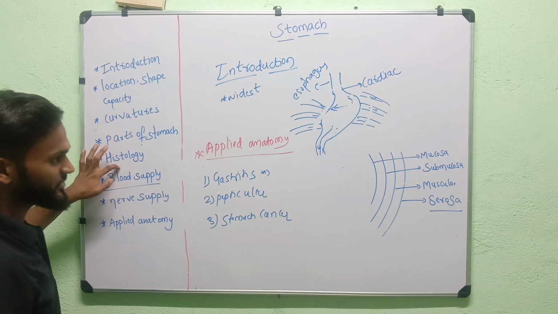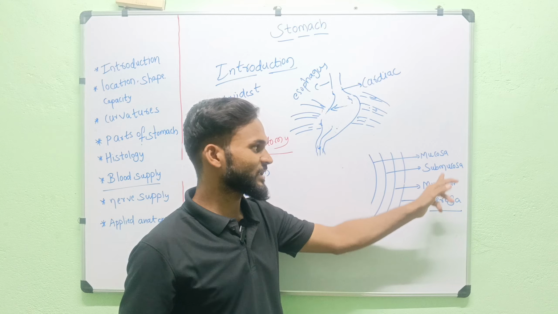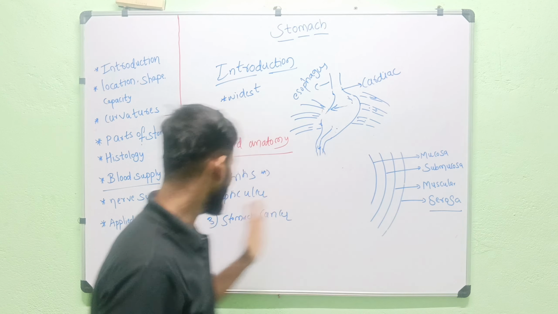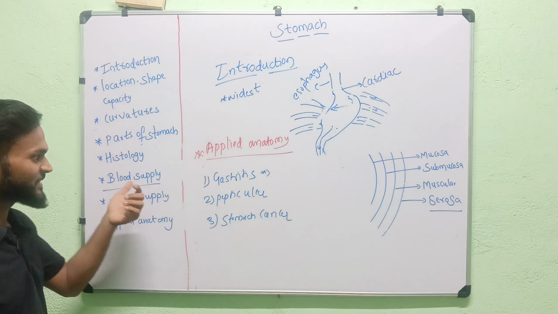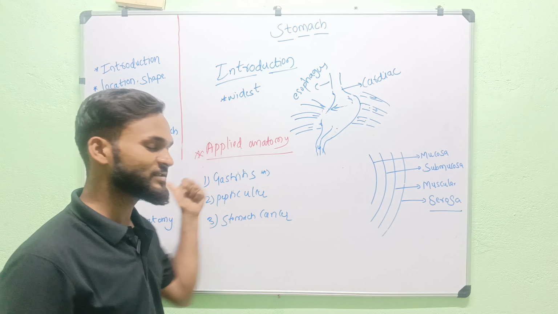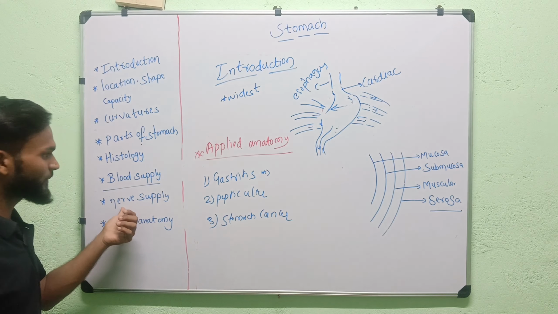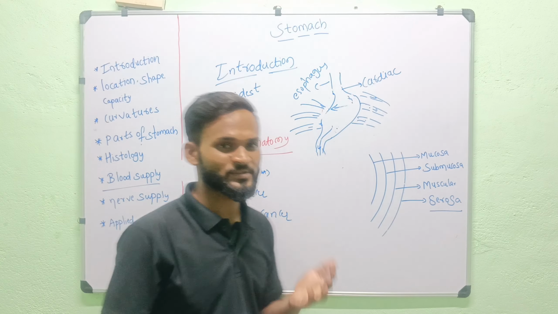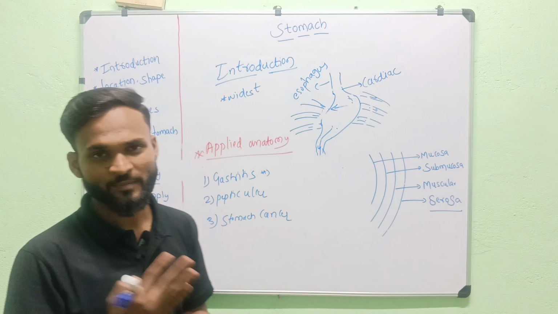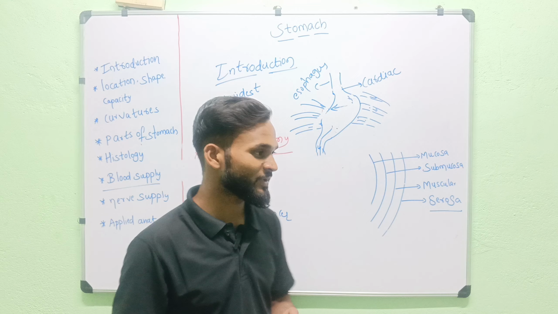Then we discussed the histology. In histology we discussed the special layers of your stomach. The first layer is mucosa, the second layer is submucosa, the third layer is the muscular layer, and the fourth layer is the serosa layer. And then we discussed blood supply. The arterial blood supply is done by the left, right and short gastric arteries, and the venous drainage is done by the left, right and short gastric veins. Then the nerve supply is done by mainly two nerves: sympathetic and parasympathetic. The parasympathetic supply is done by the vagus nerve, and the sympathetic supply is done by fibers which originate from your celiac.